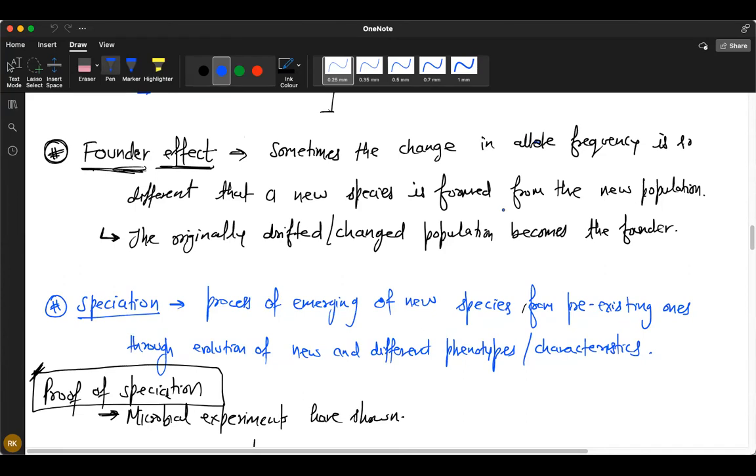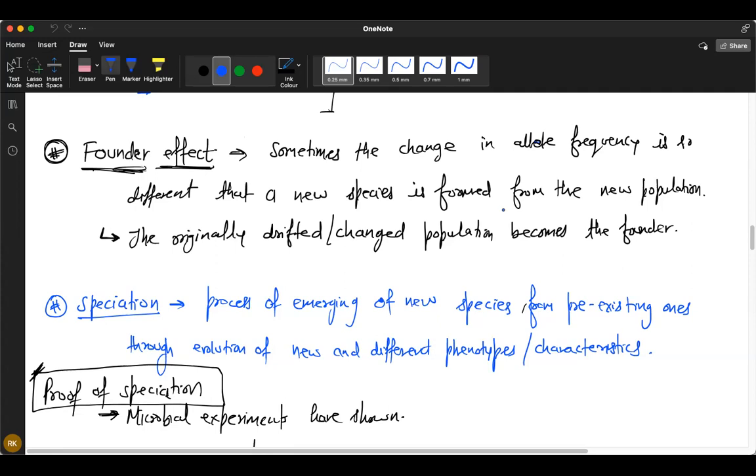But to begin with, the original population that drifted becomes the founder population, because that was the population from which other species started coming up. Speciation began. Does it make sense? Yes, sir. So the founders from which these species came up will be the founders, and this event through which speciation happens will be the founder effect.